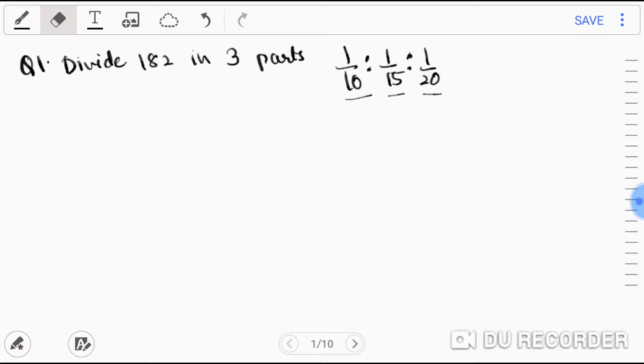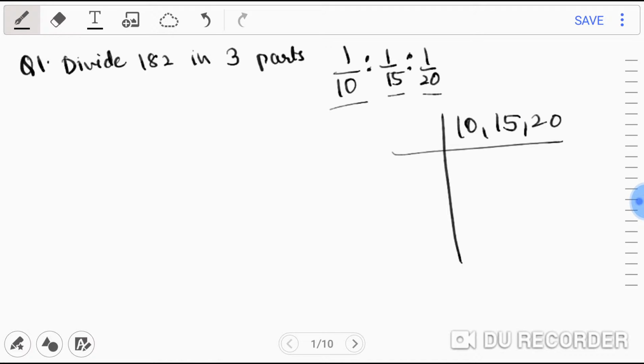Let's start. First, divide 182 into three parts that are in the ratio 1/10, 1/15 and 1/20. As you all can see, they have different denominators, so we have to make them equal denominators. For that, you have to take the LCM of 10, 15, 20. My dear kids, the LCM here you will get is 60.